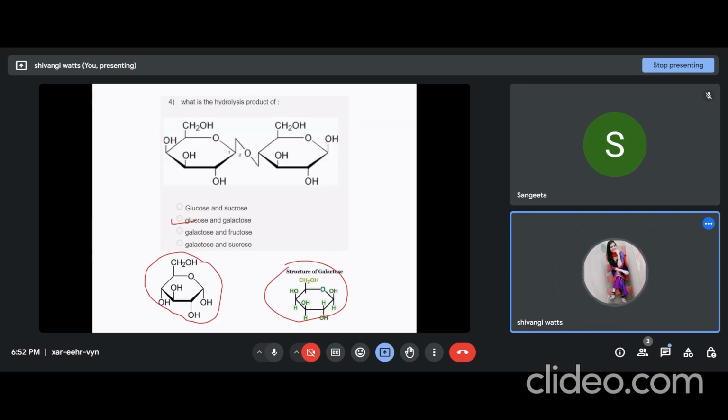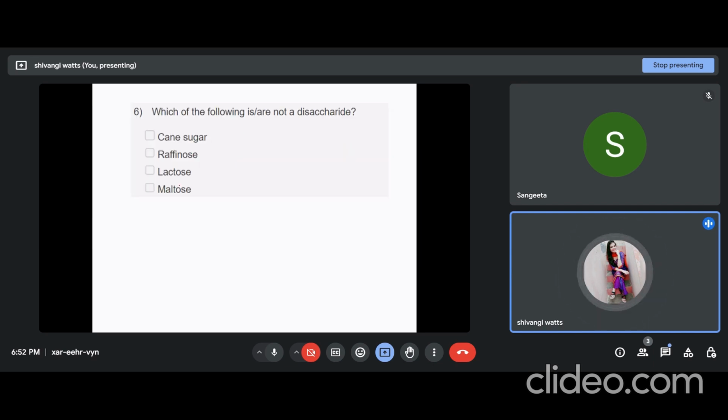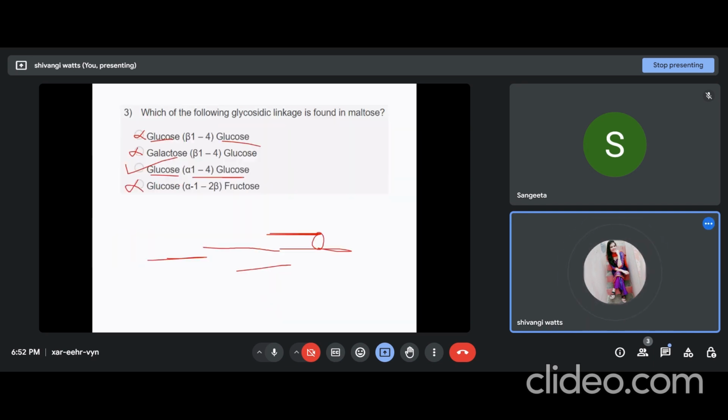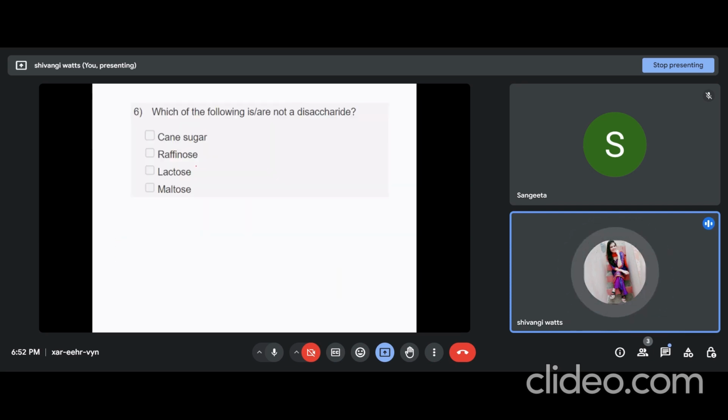Lactose, you see, is a disaccharide of glucose and galactose. Maltose we have also seen, maltose is two glucose units. Two glucose units means it is a disaccharide. So maltose is a disaccharide, so it can't be the option. Lactose is also a disaccharide, and cane sugar also will not be the answer.